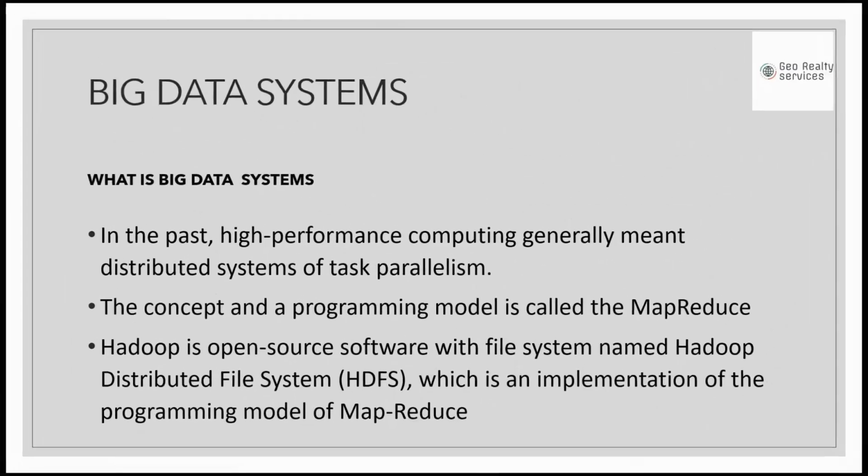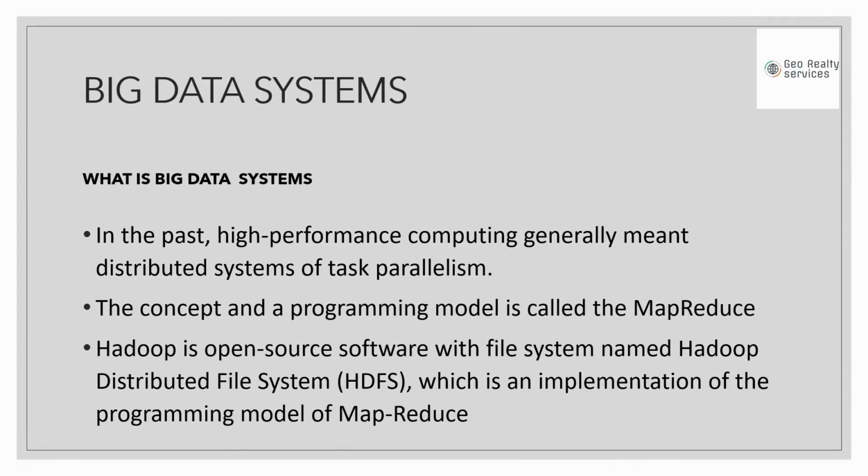In the past, high-performance computing generally meant a distributed system of task parallelism, meaning that computation jobs are distributed to each node. In the era of big data, data distribution as well as computation job distribution are required. The concept and programming model is called MapReduce.